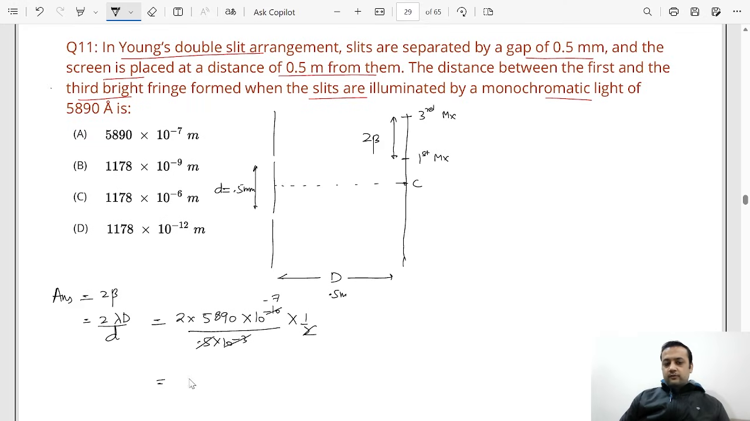So how much will we get? You will get 2 into 5890 into 10 to the power minus 7. Now 589 into 2 is 1178, and this 0 will make it 10 to the power minus 6. So option C will be the correct answer for this question.